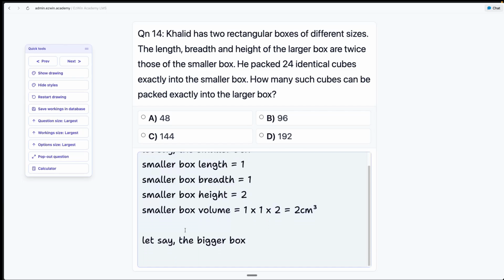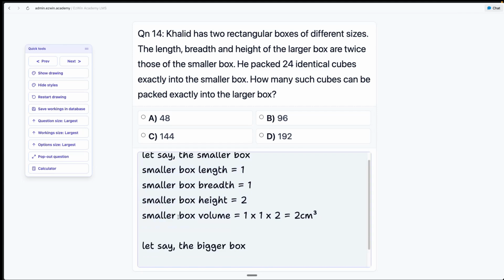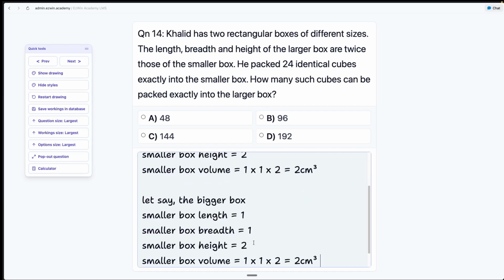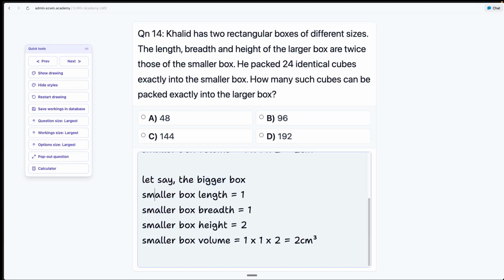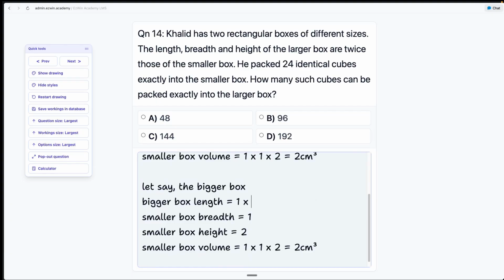And then for the bigger box, it's twice of everything. So we can literally just put everything like this. So you might be thinking, oh, if the smaller box volume is 2, since everything is twice, then the bigger box volume is 4 centimeter cube. Not exactly. So the bigger box is times 2 of the smaller box length. So you just put 1 times 2. You just multiply everything by 2, right? So bigger, bigger, bigger.